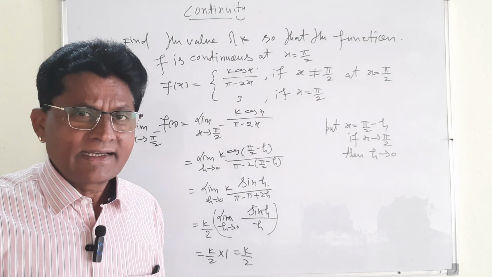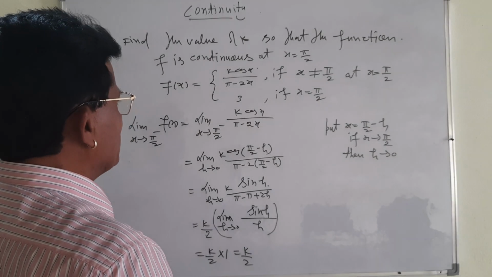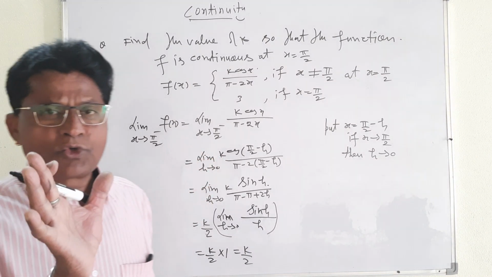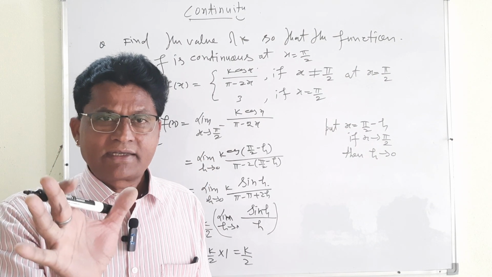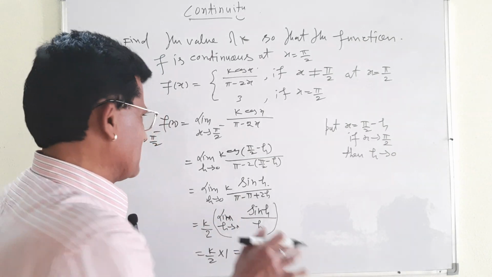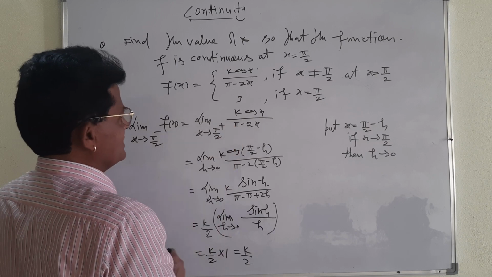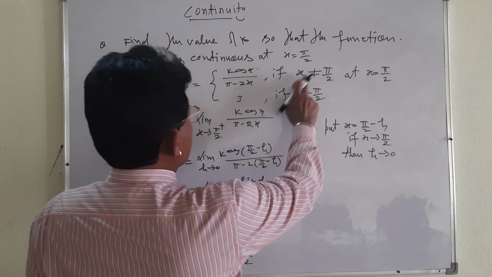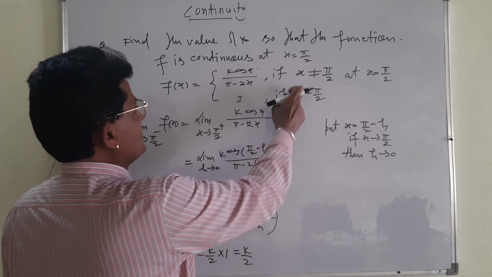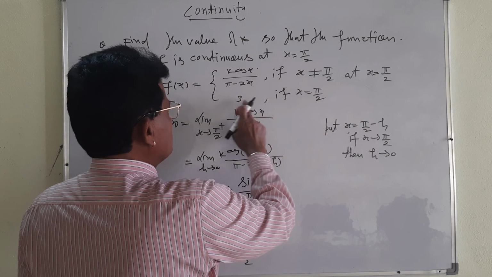Similarly, I will take the right hand limit. Let me take the right hand limit. Okay, see the right hand limit. You must keep in mind, I will not do much more for the right hand limit, I will only change the sign. If you take this one, the same function will be there: if it is not equal to pi by 2, and when x is equal to pi by 2, it will be 3.